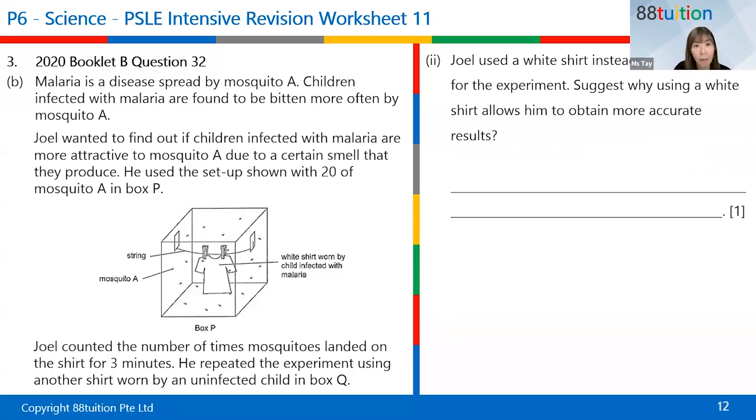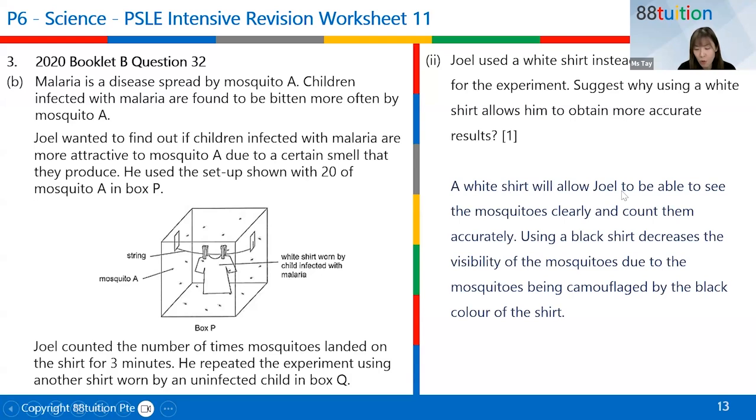It is black, right? So if it's black in color and the t-shirt is black, do you think it is going to be easy for Joel to count the number of mosquitoes on the shirt? No, that will be very difficult. Yeah, good. Abram and Giselle. Yeah, thank you for responding.